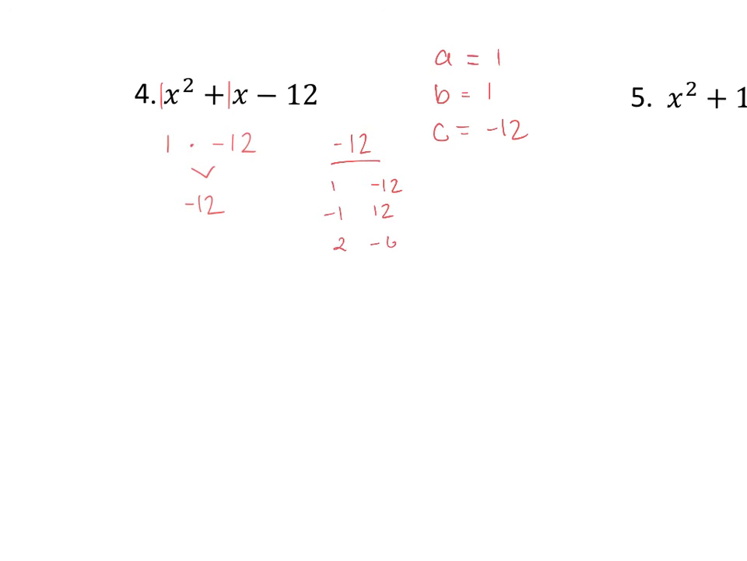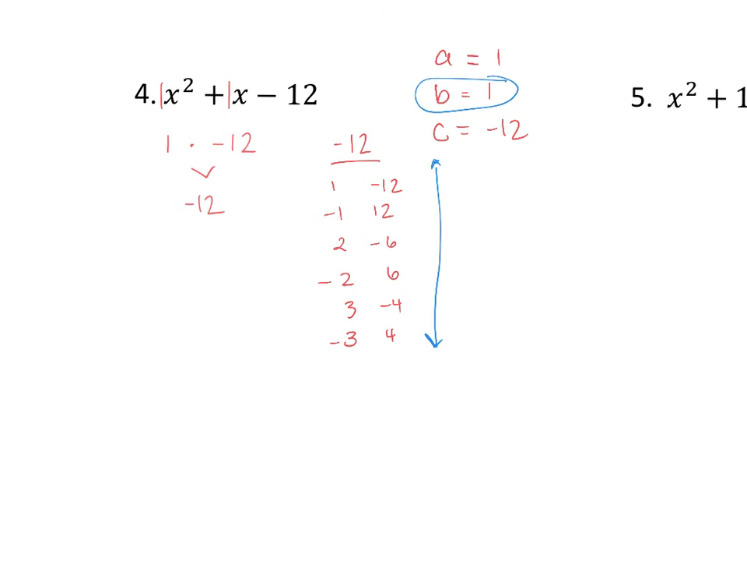Then 2 times negative 6, and negative 2 times 6. Then 3 times negative 4, and negative 3 times positive 4. So those are all of my factors. Okay? So then we are going to go through the list, because that's my next step, and see which factor pair adds up to get a positive 1, because that's B.